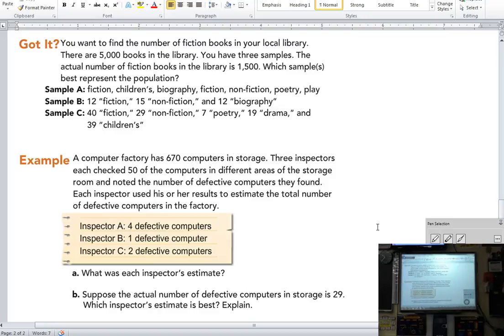So Moon comes back. She goes, I had to show Sam up. Moon got 40 fiction, 29 nonfiction, 7 poetry, 19 drama, and 39 children's books. How did you manage that?